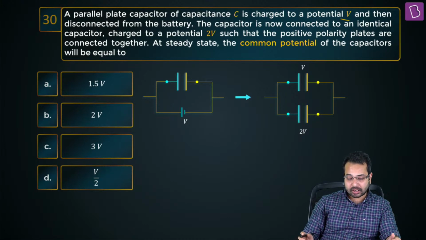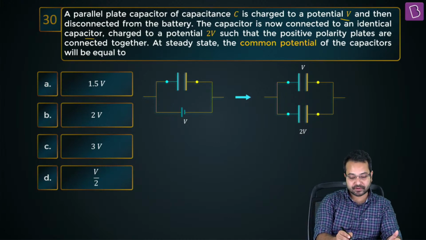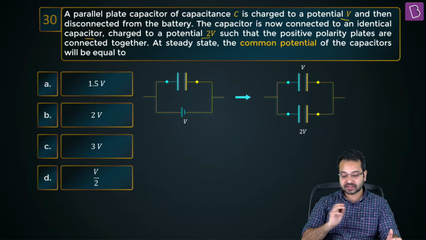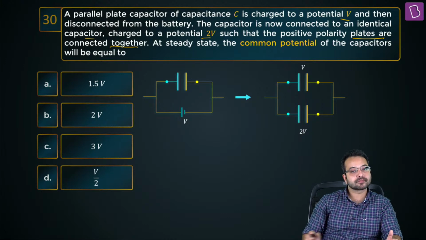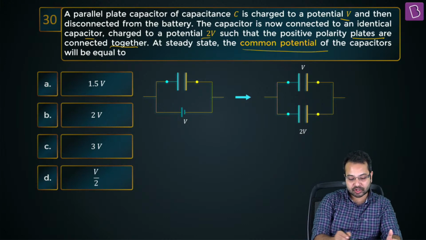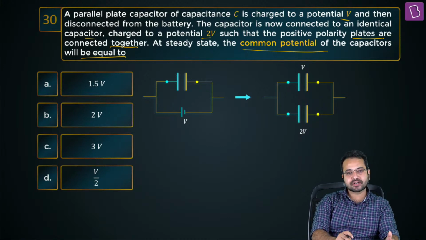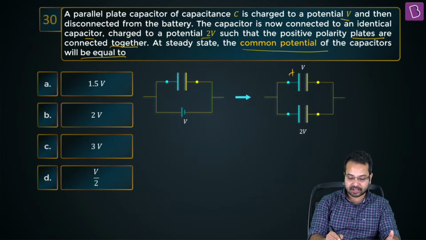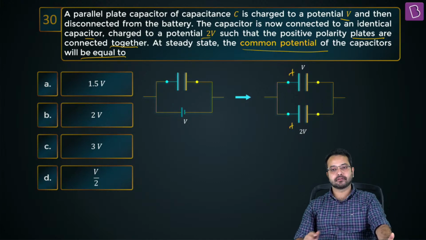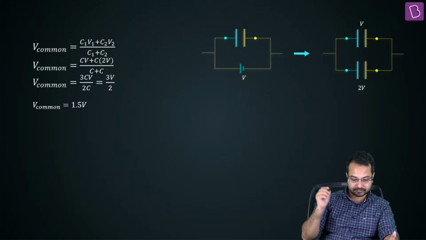The capacitor is now connected to an identical capacitor charged to a potential difference of 2V, such that the positive polarity plates are connected together. At steady state, the common potential of the capacitors will be equal to. Okay, so we have charged it, and then we have disconnected it from the battery, and the positive plates have been connected. We have to find out what will be the common potential difference.